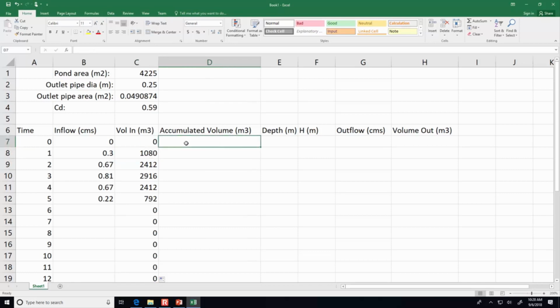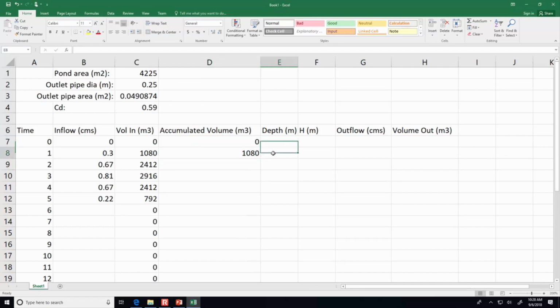Okay, so our accumulated volume is 0 at first, so just 0 in time 1. At this next time, it's just what's come in so far, because there hasn't been any outflow yet in the first hour. So we'll just say it's 1080 to begin with. We may have to come back to that column later, though. We can't necessarily carry it all the way through.